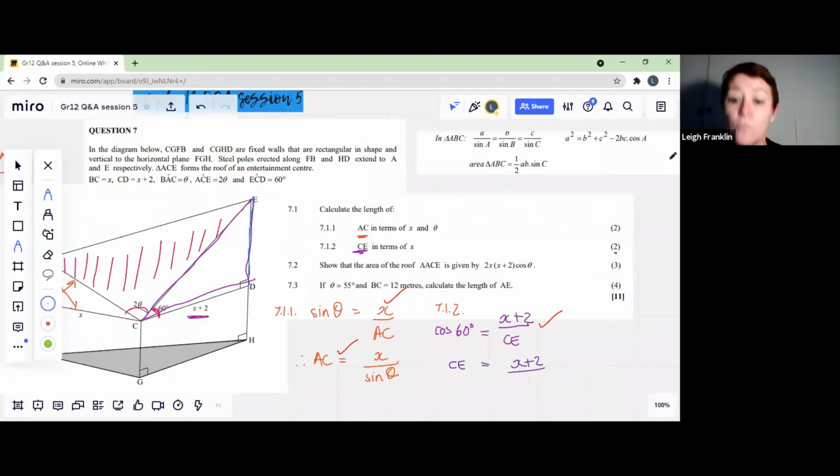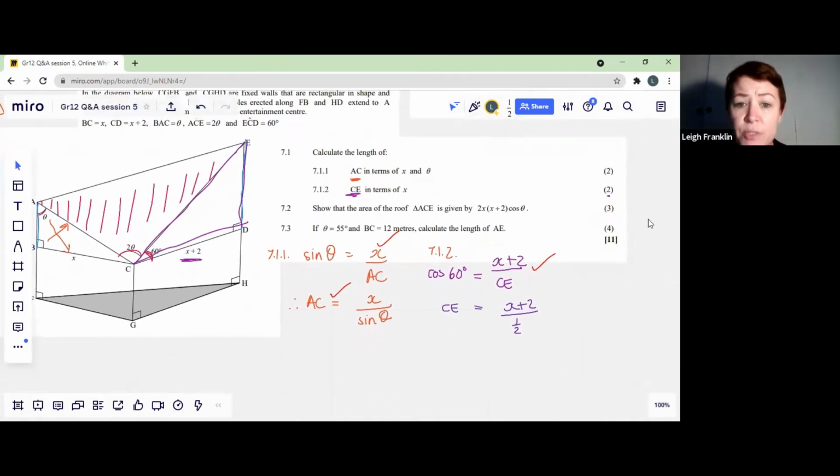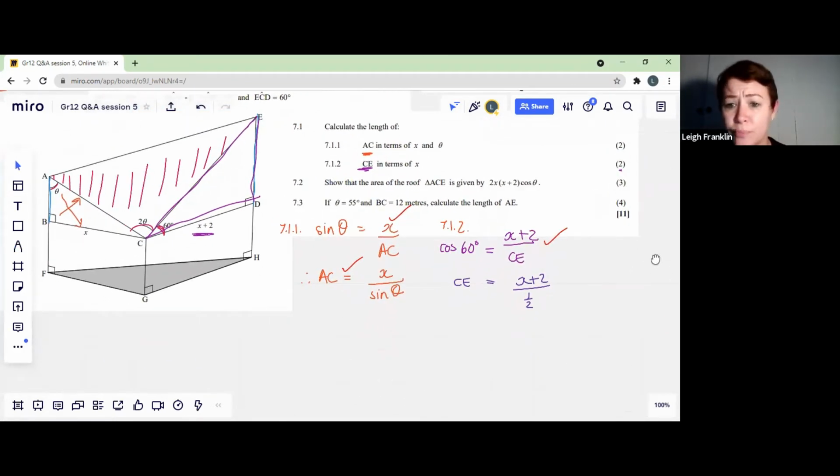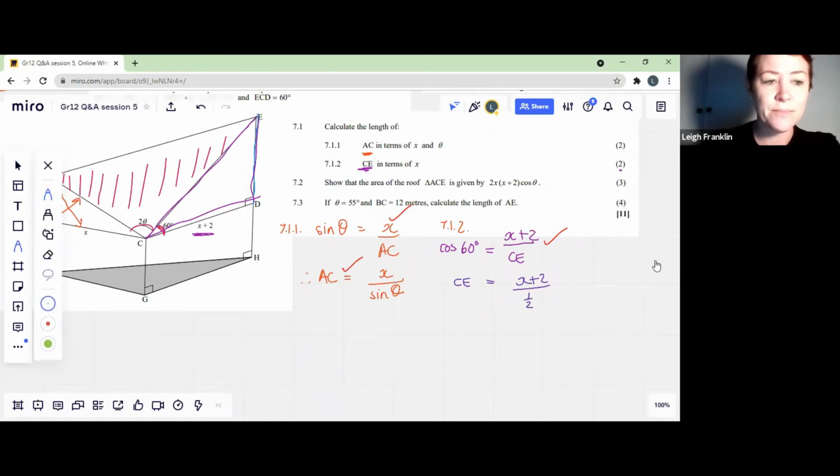One over 2. 1 over 2, indeed. Okay, so now the way that I have written CE here, I have written it as a complex fraction. I'm not allowed to leave my answers as complex fractions, so I have to simplify that, okay? So x plus 2 divided by half, what is the rule when it comes to dividing fractions?